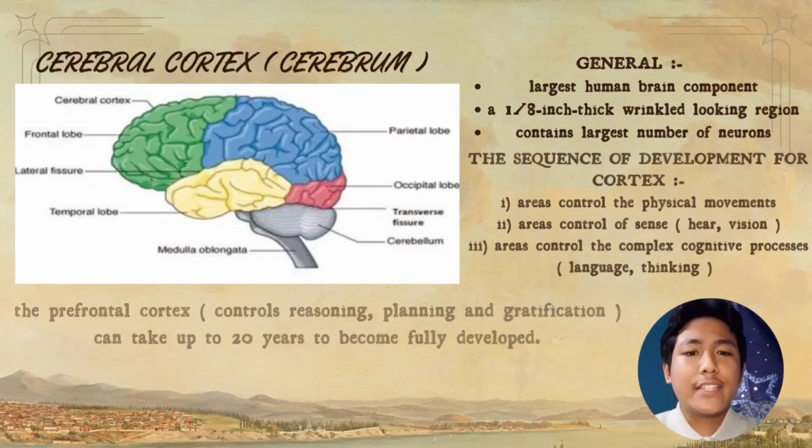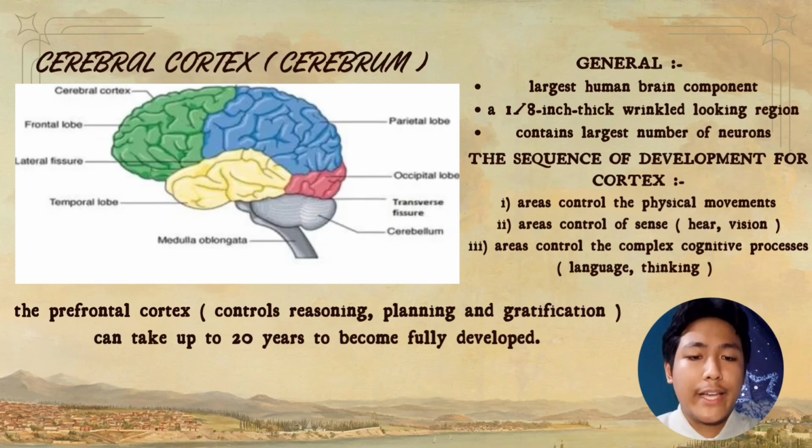The second one is the cerebral cortex. It is the largest human brain component and contains the largest number of neurons. The sequence of developmental cortex in areas controls physical movements, senses, and complex cognitive processes. And the special one is the prefrontal cortex, which takes up 20 years to become fully developed.